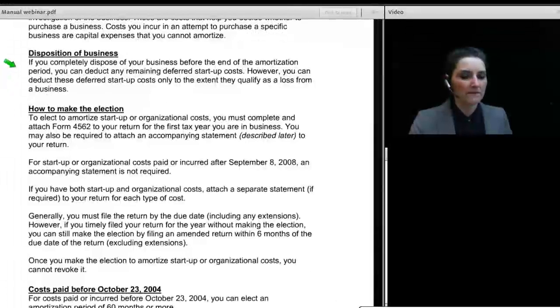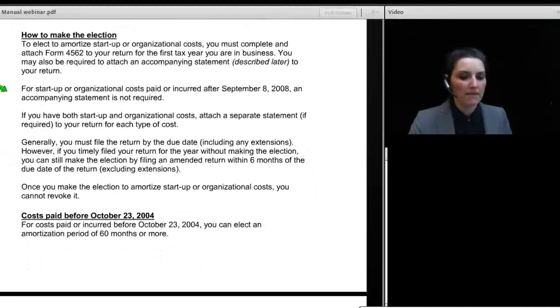Disposition of a business. If you completely dispose of your business before the end of the amortization period, you can deduct any remaining deferred startup costs. However, you can deduct these deferred startup costs only to the extent they qualify as a loss from a business. How do you make the election to amortize startup costs? Because it's not an automatic thing. You actually have to file a formal election that, hey, I want to amortize startup. Because if you don't file the election, then the startup is just capitalized, and you realize the cost of startup when you dispose of the business.